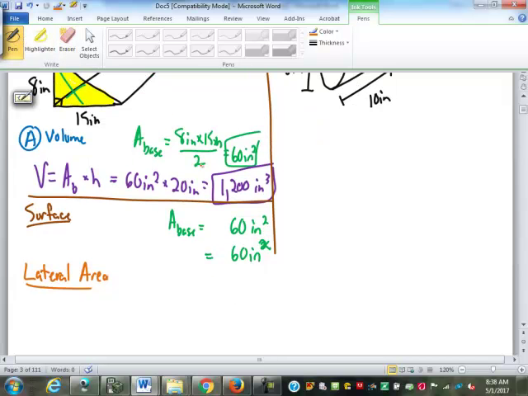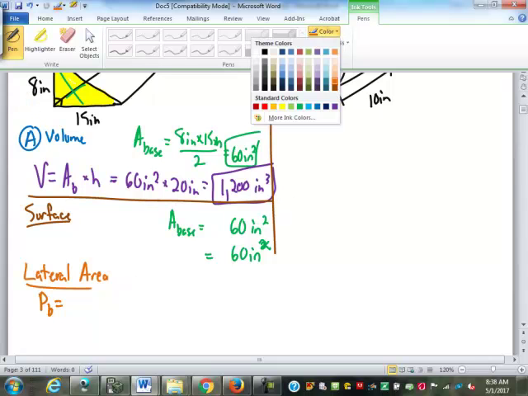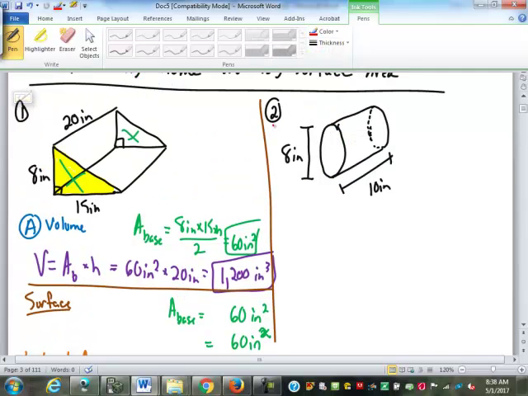And there's two things we need to know to find lateral area. One is the perimeter of the base. Well, the perimeter of the base is found by just adding together the sides of the base. But in this case here, I know the 8 inches, I know the 15 inches, I do not know this side here. For this shape, however, that's a right triangle. So I can find that side by doing a squared plus b squared equals c squared.